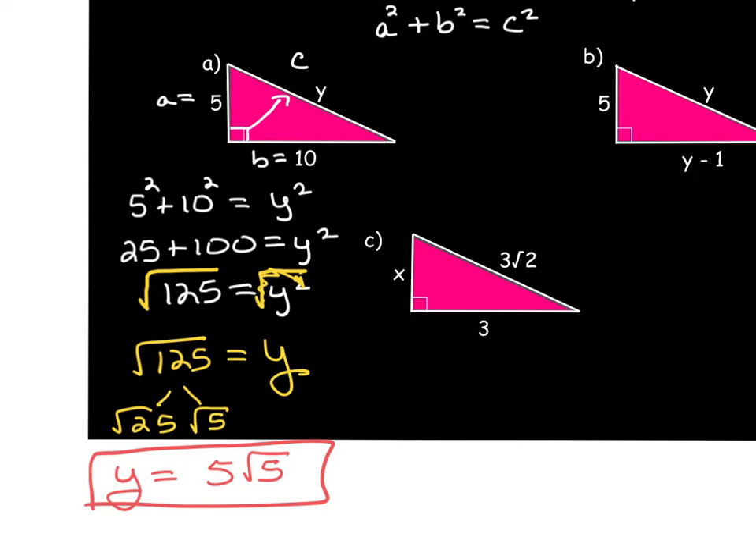So don't just hit the square root button and then put 125 and tell me it's 11.2. I'm going to mark it wrong. It must be in simplest radical form.